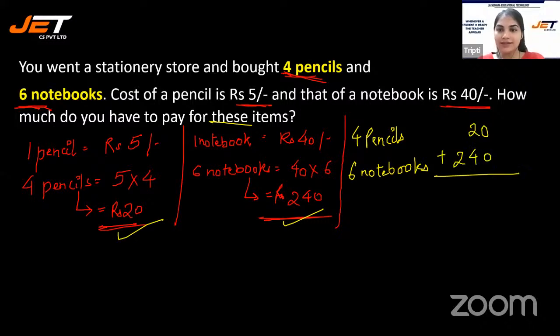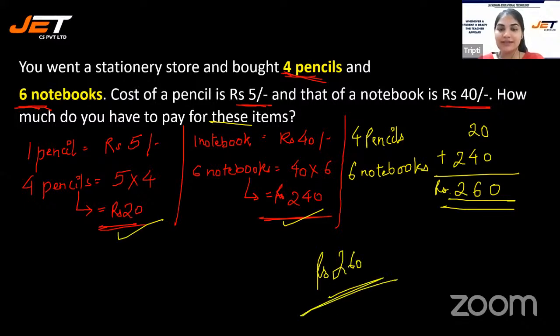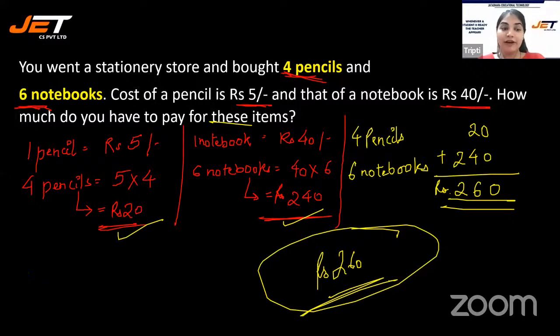Okay, let's add them. 0, 6, 2. That means 260 rupees is what you have to pay. So the answer is rupees 260 for all these items that you have purchased. Okay, I hope it's clear. Here you have used multiplication first and then addition.